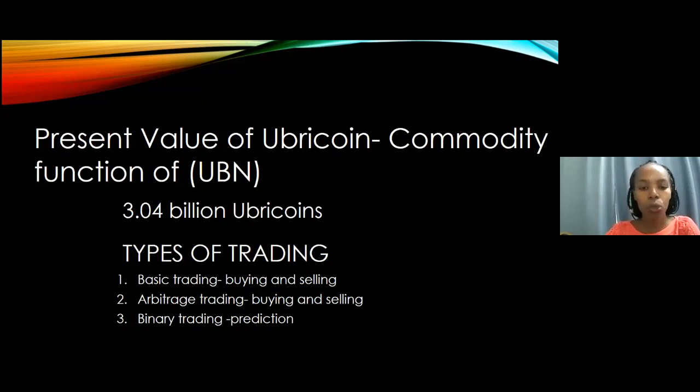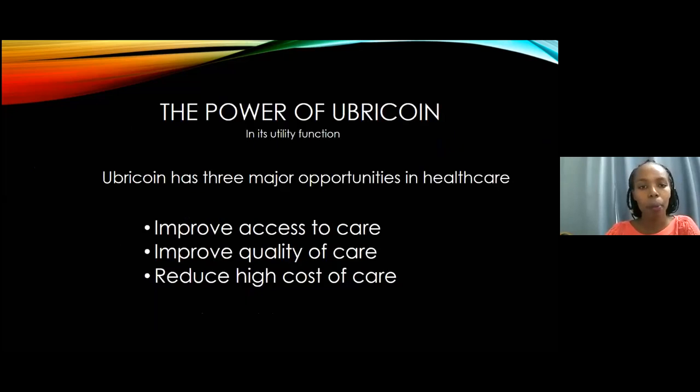Then we have binary trading, which involves prediction, where you predict whether the price of Ubricoin is going to go up or it's going to go down. And on your prediction, if you're right, you get some money from it. So all this is about making the prices of Ubricoin go up, because these are the actions in the market that make sure that the coins have prices.